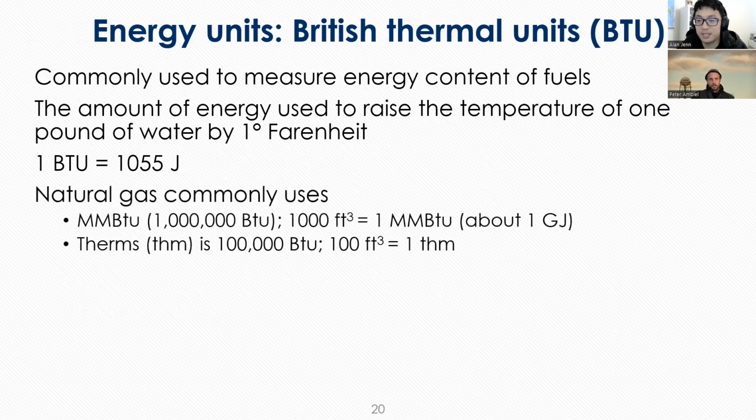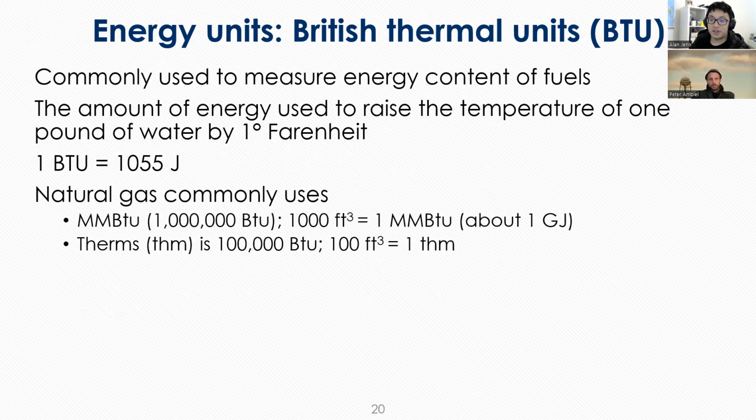It is most commonly used to describe the energy content of natural gas. MMBTU is something that you'll see used to describe this, and that just means 1 million BTU. And 1,000 cubic feet of natural gas is the energy equivalent of about 1 MMBTU, which is also about 1 gigajoule.